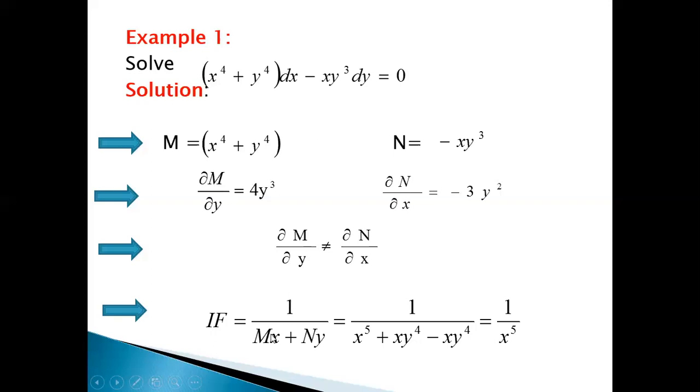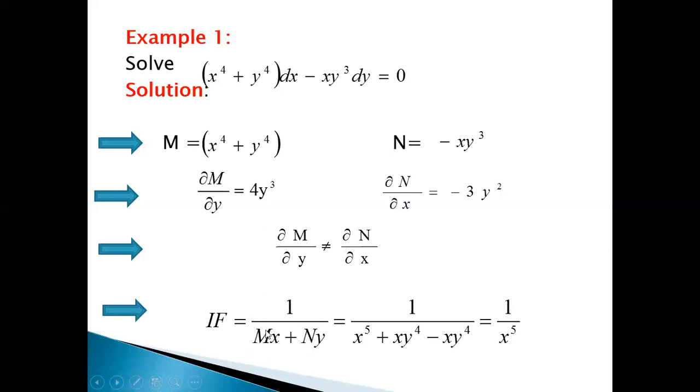and that is 1 upon mx plus ny. M into x. Please make sure, what is your m? See, this m. Please don't go del m by del y. Just m only. M into x. X raised to 4 into x, that is x raised to 5. Now y raised to 4 into x, so x y raised to 4.